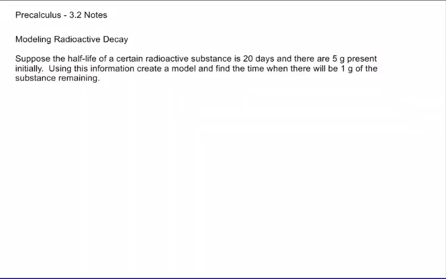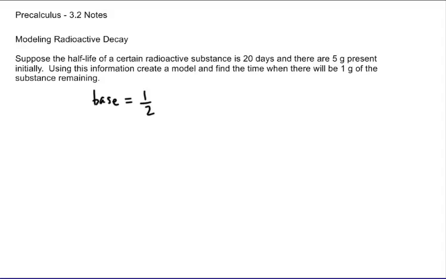Okay, so let's look at a half-life question, and we want the half-life of a certain radioactive substance. We know it's 20 days. There are 5 initial grams present. Use this information to create a model and find the time where there will be 1 gram of the substance remaining.